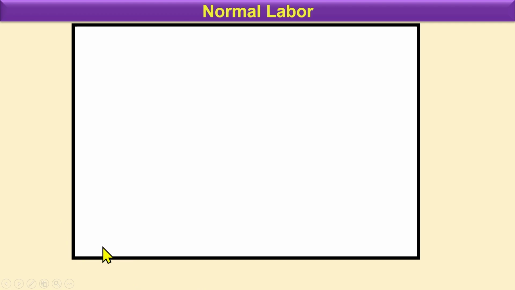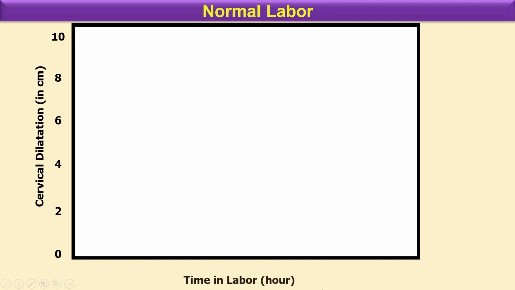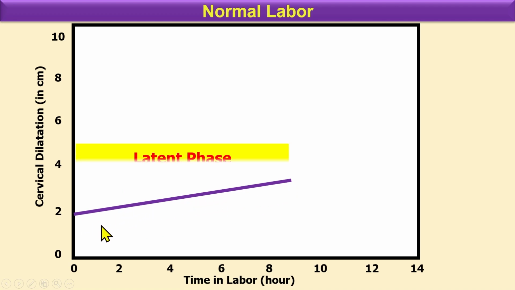Let's take a look at this graph. On the y-axis there is cervical dilation, and on the x-axis the time in labor. Okay, so what is happening? So this is the start of the labor, where you see the dilation is going to increase. So this is the latent phase of the first stage.